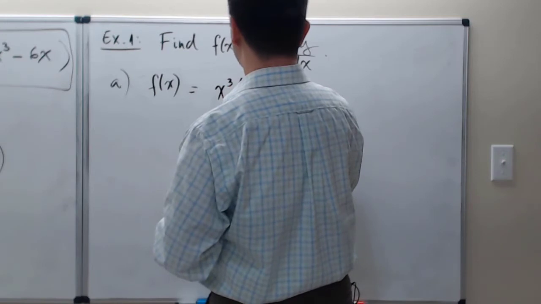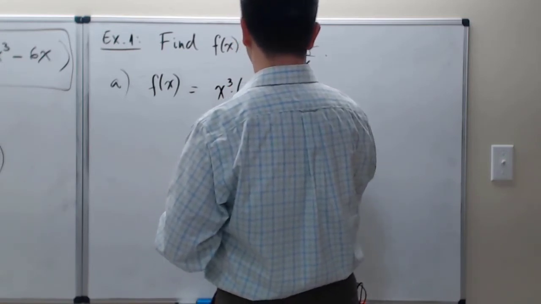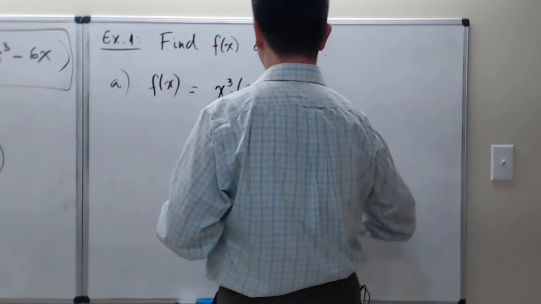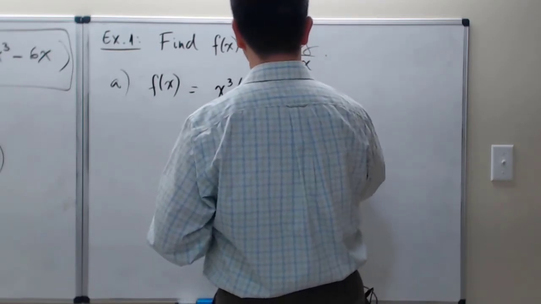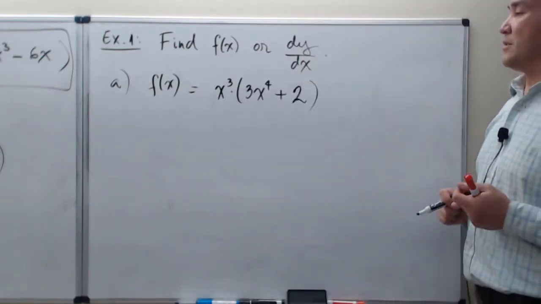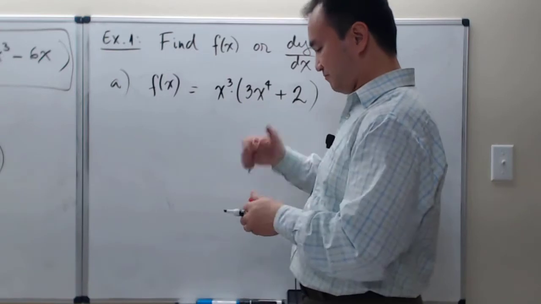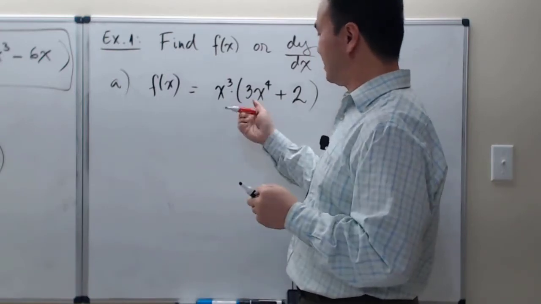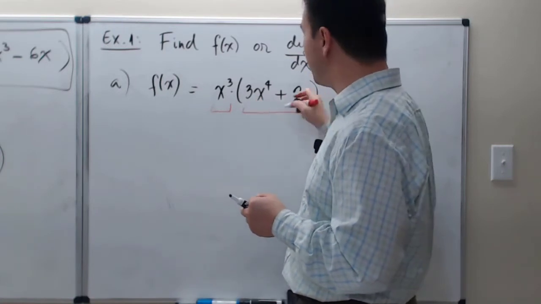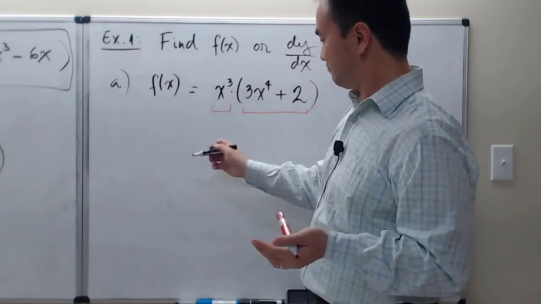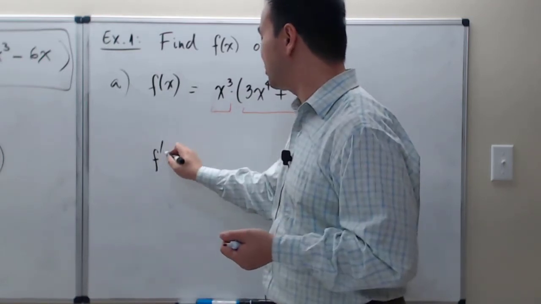x cubed times 3x to the 4th plus constant 2. Okay, so once again realizing that we have a product here, let's really apply the product rule, even though it might be a little longer than distributing the x cubed, we purposely want to use the product rule.